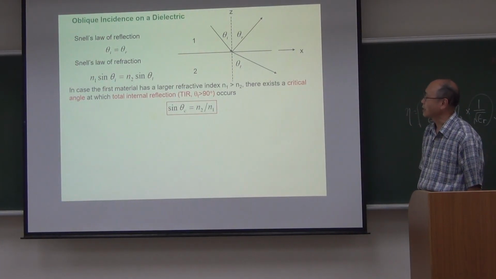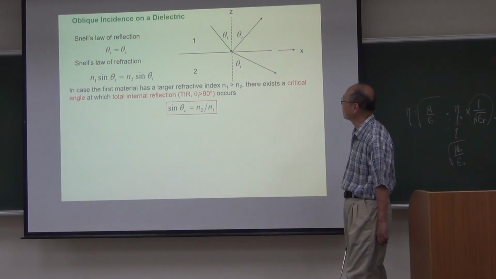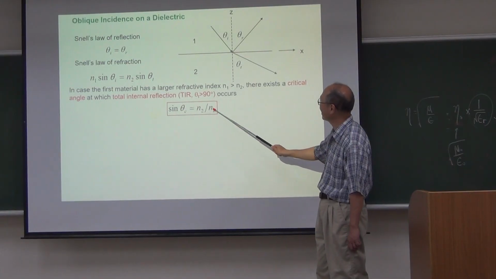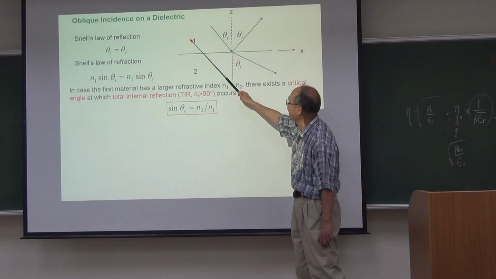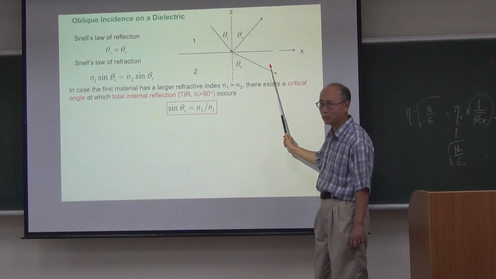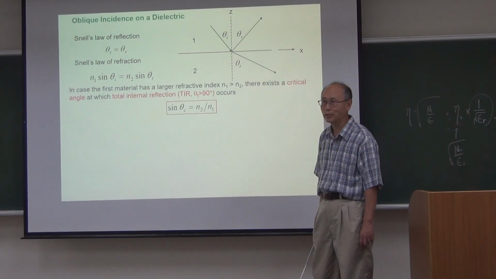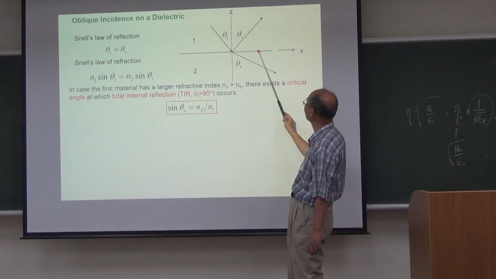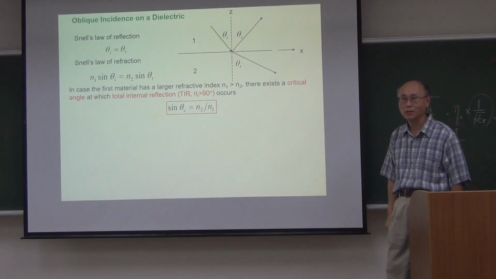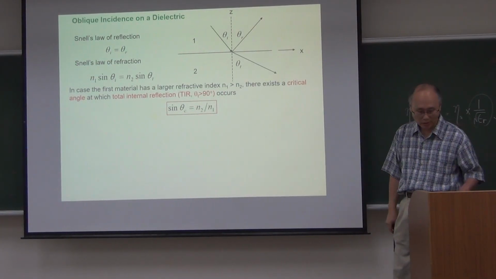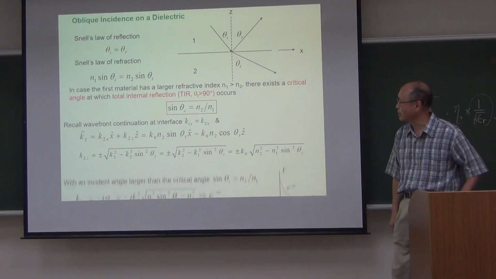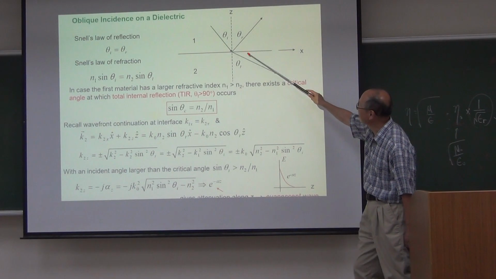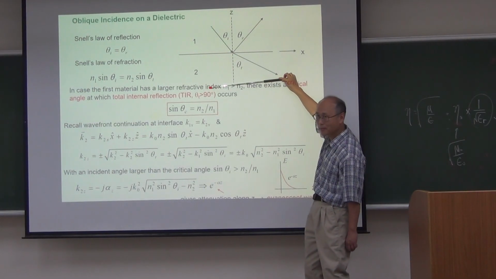What is interesting is that if you have a refractive index N1 larger than N2, the refractive index here larger than the refractive index here, then you will have total internal reflection. If you continue to increase this incident angle, then this line will eventually go to this line. Then you have total internal reflection. Under such a situation, you're going to calculate the attenuation of the field below this line.